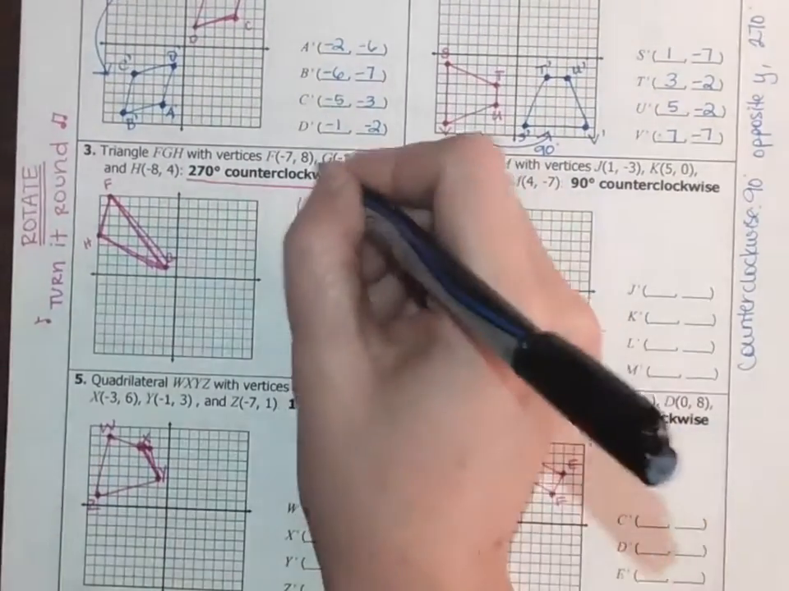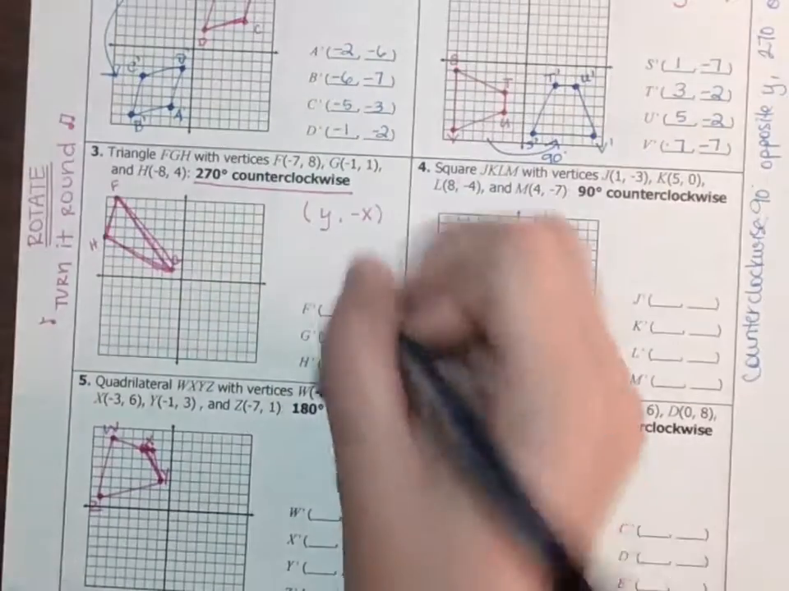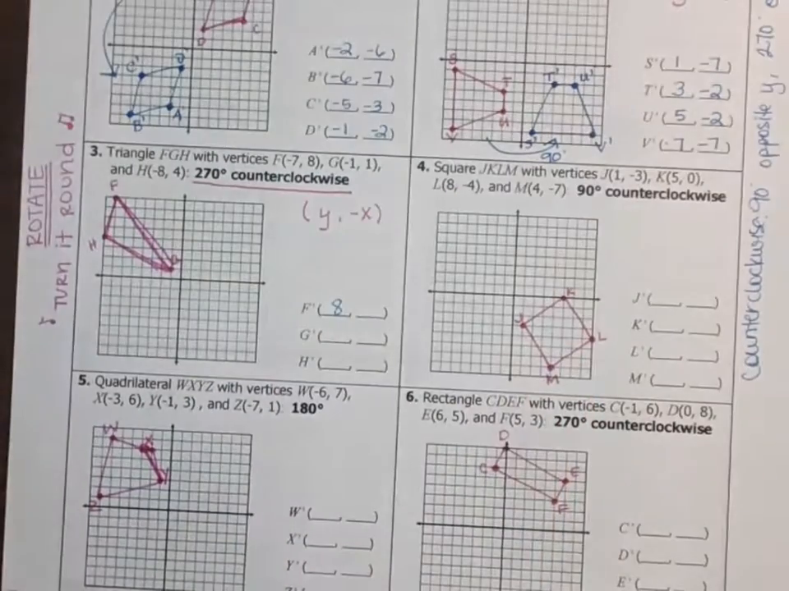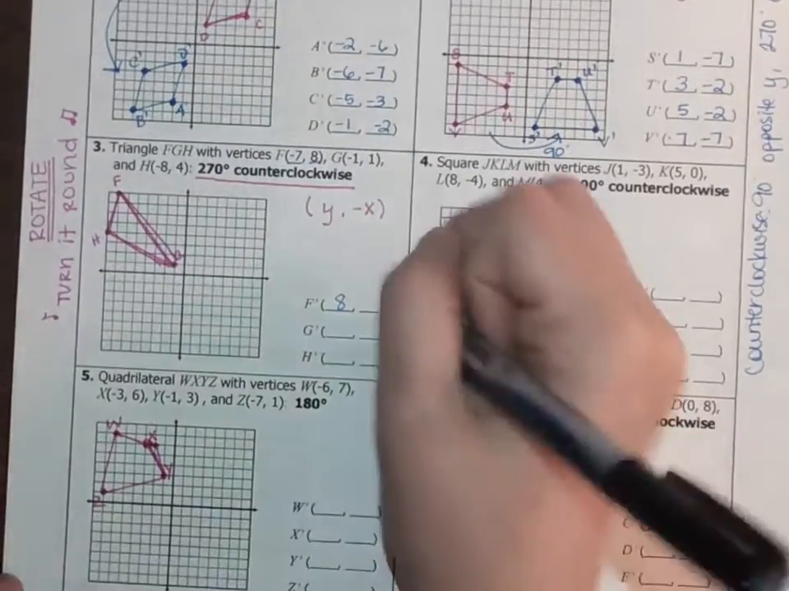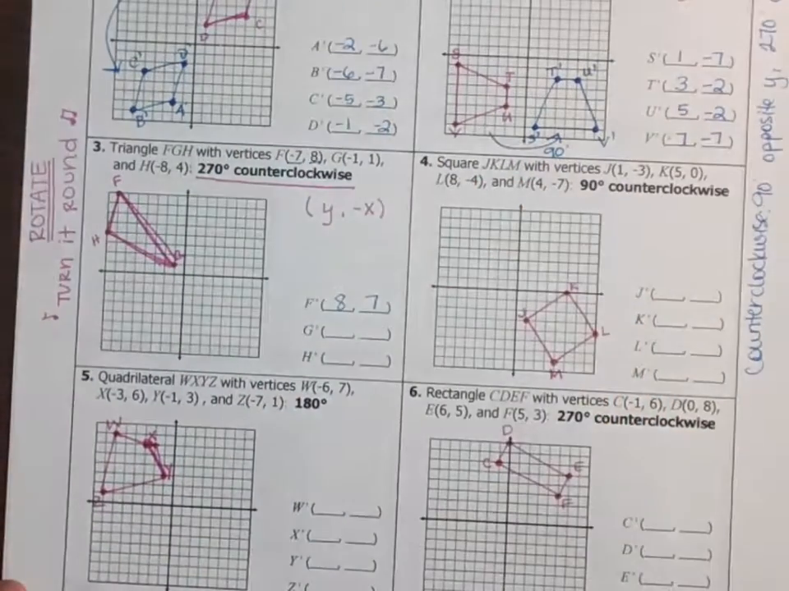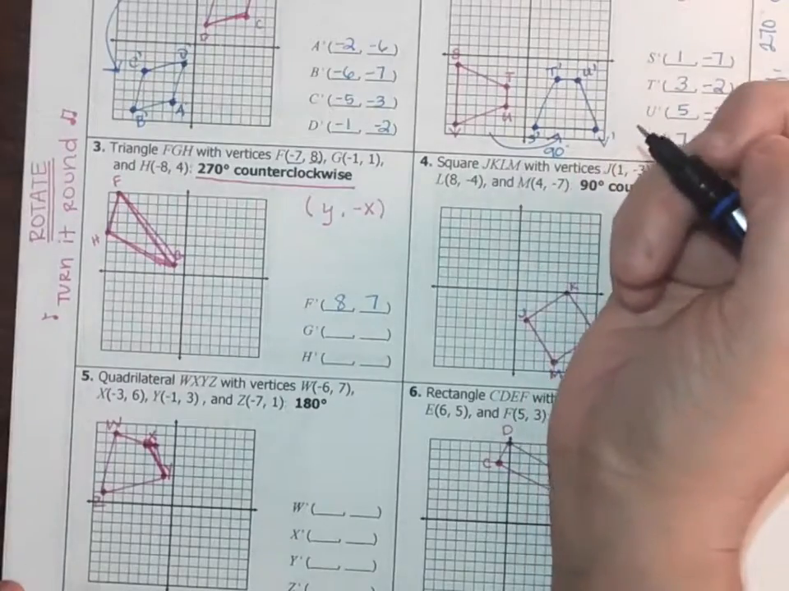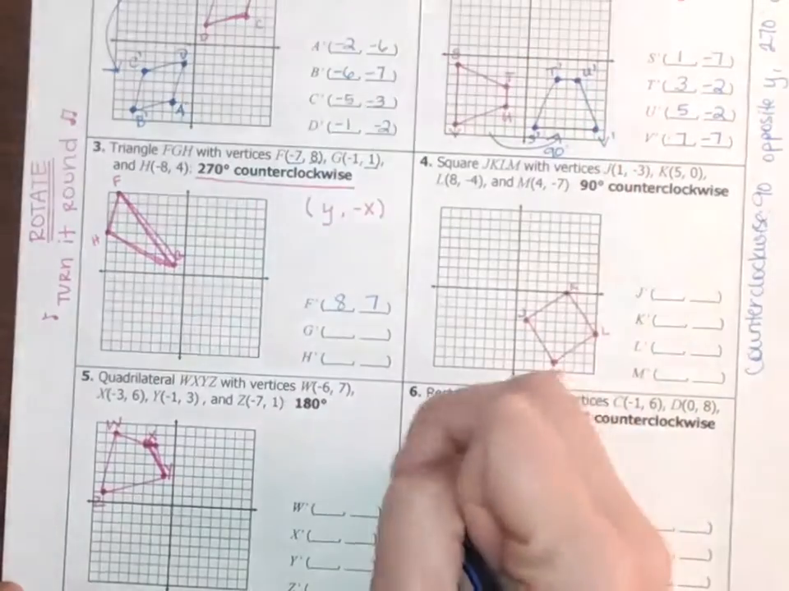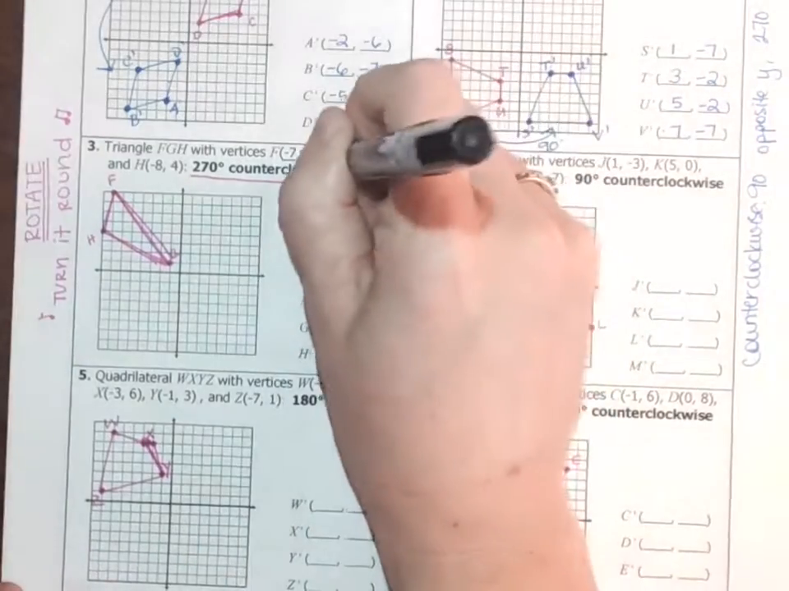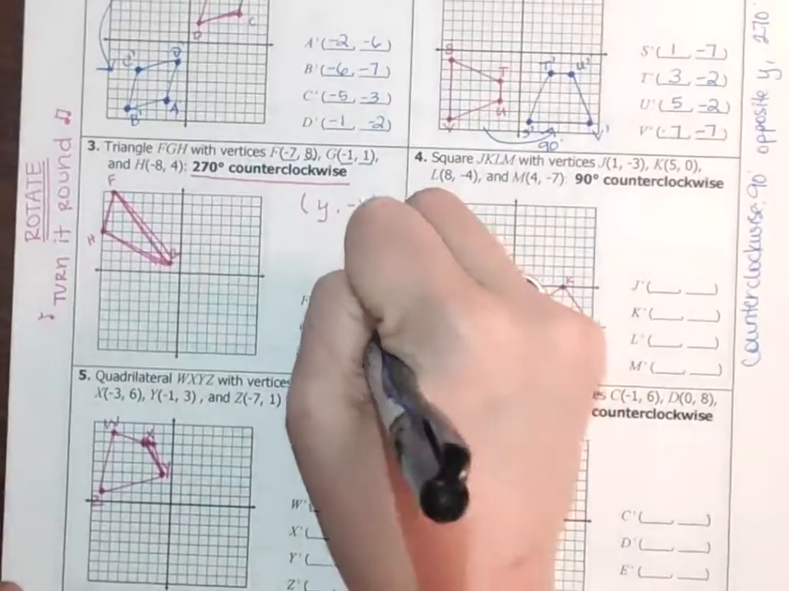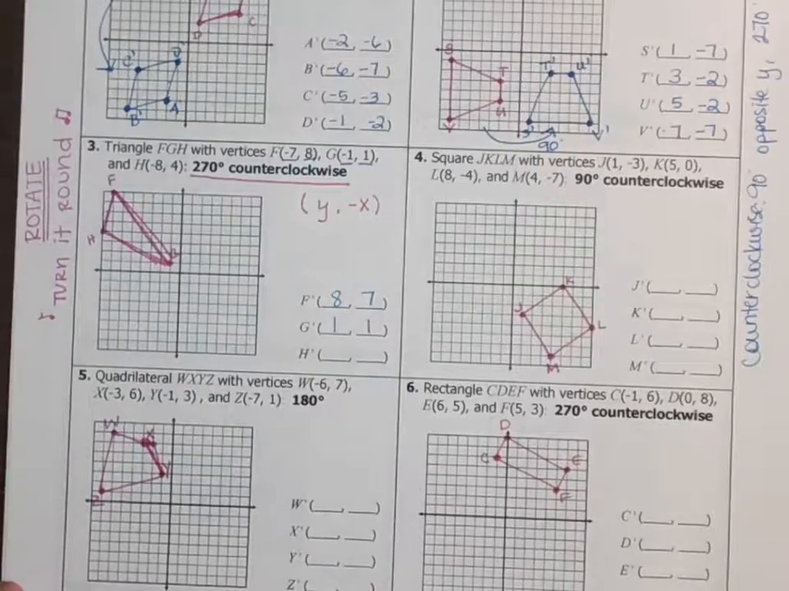For f, we're going to take our original y value and plug that in for our x value. We're going to take our original x value, which was -7, and find the opposite of that, which is 7. We're going to move on to g. We're going to take our original y value, which was 1, and pop it right in there. We're going to take our original x value, which was -1, which now becomes 1. We're going to find the opposite of that.